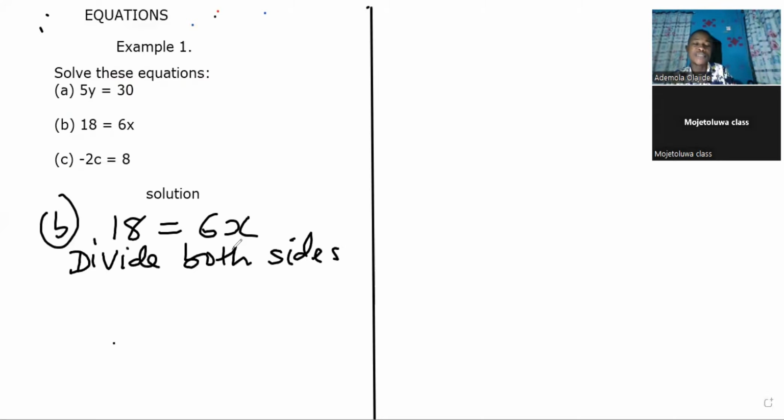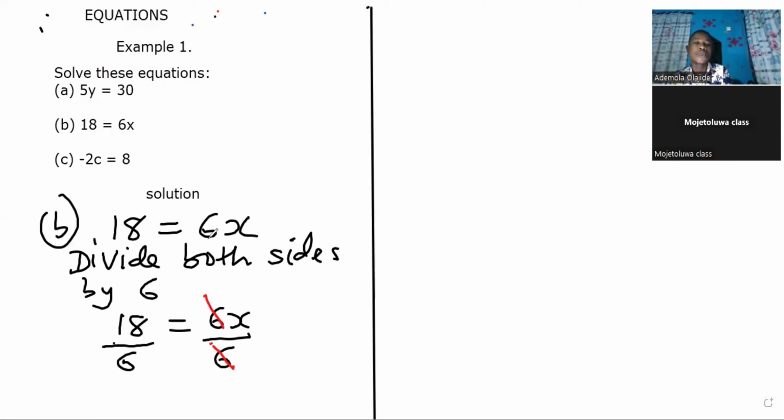Divide both sides. Both sides means both sides of the equation, that is the left side and the right side. By the time you divide this right side by 6, that 6 will cancel out. So don't forget that you have 18 equals 6x. The left side is divided by 6, the right side is divided by 6, so that this 6 can cancel this 6.